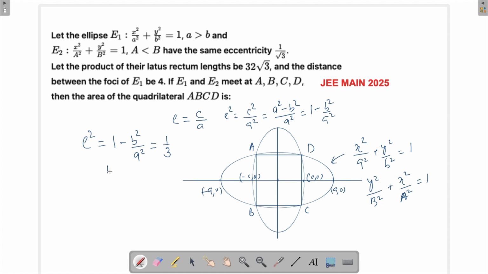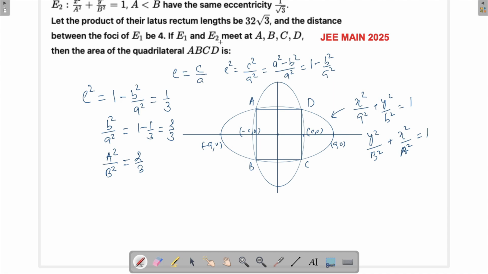So we can say that b square upon a square is equal to 1 minus 1 by 3, which is 2 by 3. Similarly, we can find out here as well: this is a square upon b square. Here it will be flipping because the major axis is along the y-axis. So this will again be 2 by 3. So these are the two pieces of information I have got.